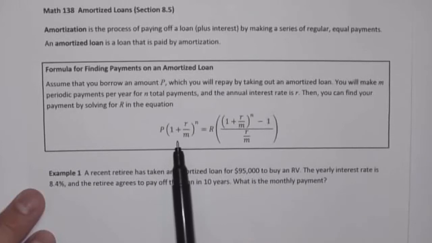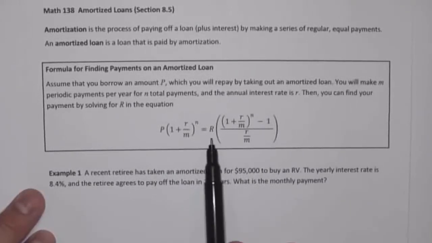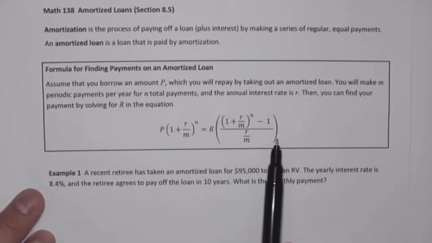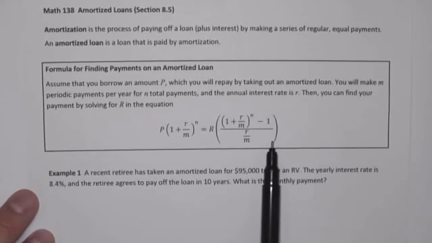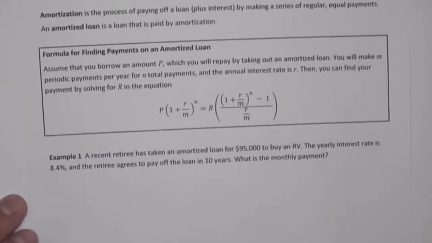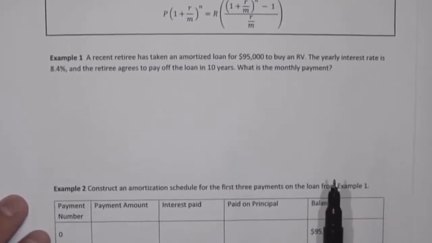So again, the future value of compound interest equals the future value of an annuity is where this formula is coming from. Let's take a look at an example, and that will hopefully help make this make a little more sense. So take a look here at example 1.